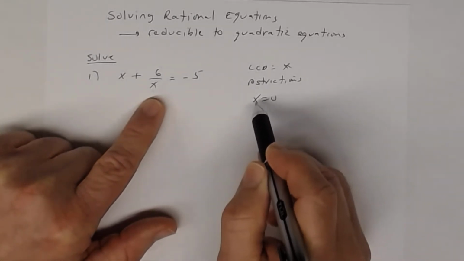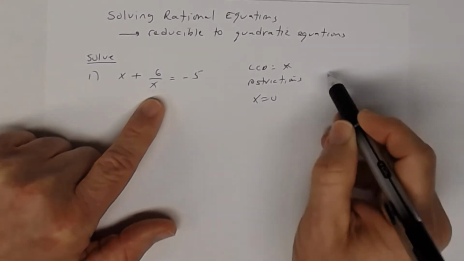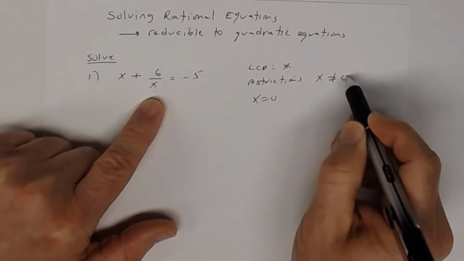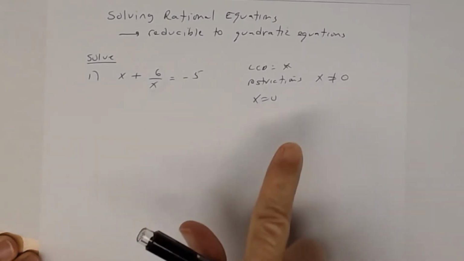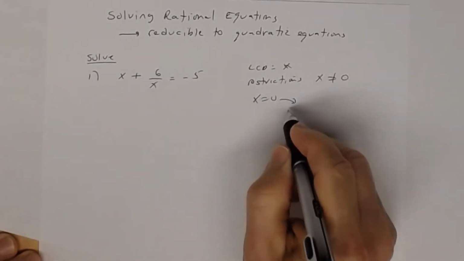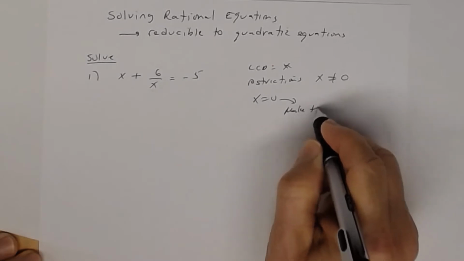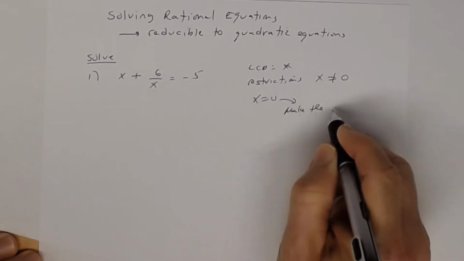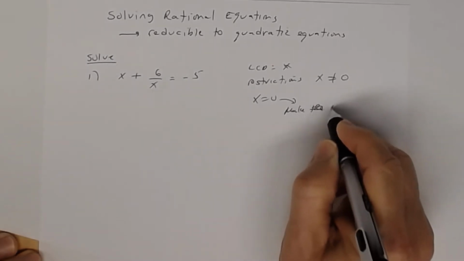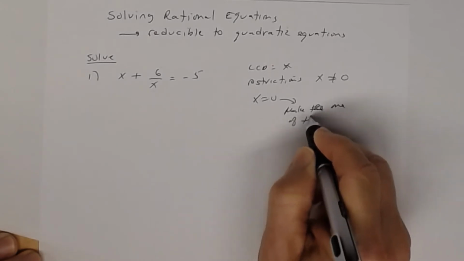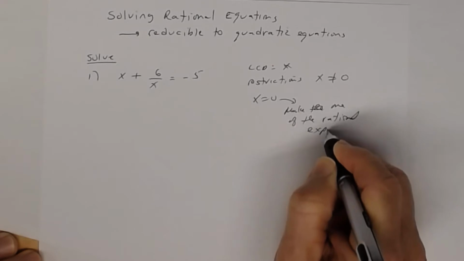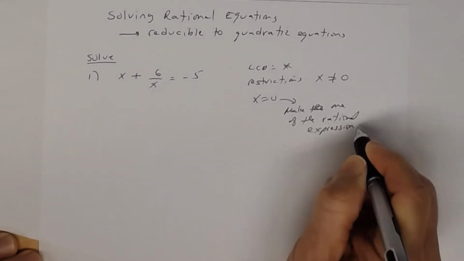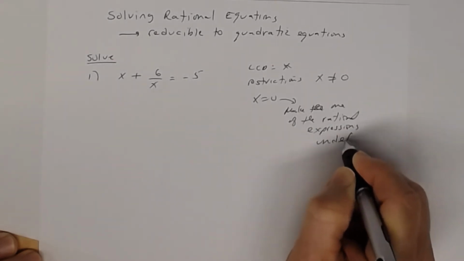And so right away, x is by itself, so my restriction is that x cannot equal 0. Okay, so there's your restriction. x equals 0 makes one of the rational expressions undefined.